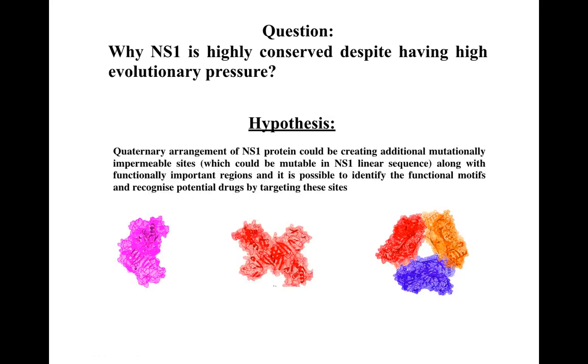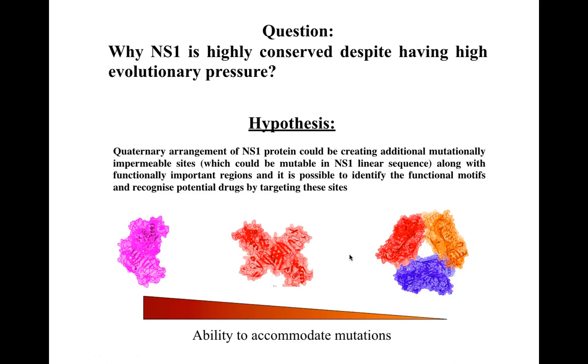So we hypothesize that this quaternary arrangement of NS1 protein from monomer to dimer to hexamer is creating some sites which are mutationally inactive, but in the case of the linear sequence can accommodate mutations. So this gradual increase in the states can decrease the ability to accommodate mutations. So how to check it?